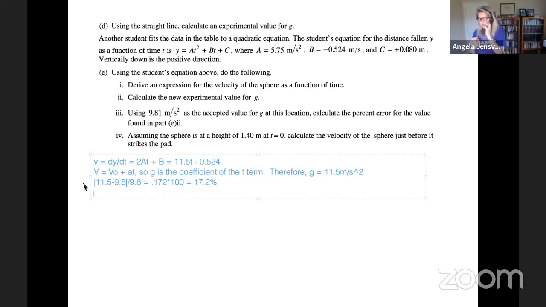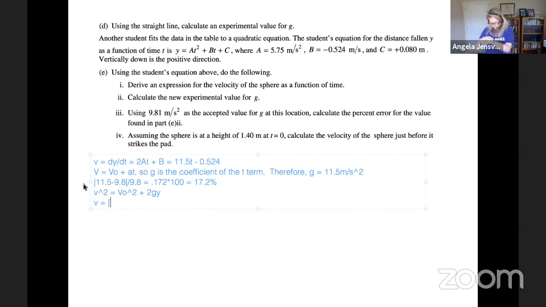Assuming the sphere is at a height of, okay, this will be a little bit more ugly. I have to be honest, but I think we can do it. Okay, so you know v squared equals v naught squared plus 2g, I'll just put y. It's really delta y, but I'm going to put y. Okay, so v is, we're going to do a square root. So I'm going to have to square root this whole thing.